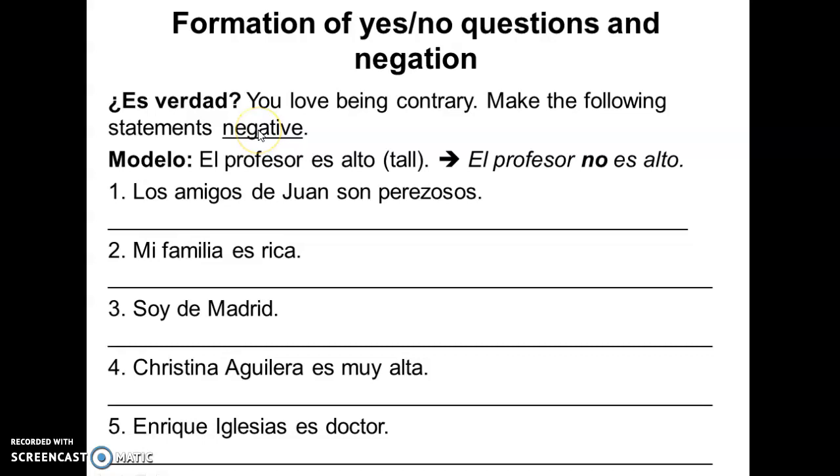And here's an activity that we can use. In this case, we are going to negate these answers. It says, you love being contrary. Make the following statements negative. Just like in the model, el profesor es alto. That's the model, and so we need to say that he's not tall. Okay, so el profesor no es alto. Using these statements, we can form these sentences in the negative.